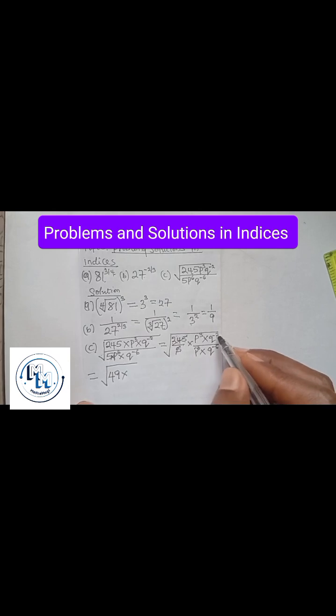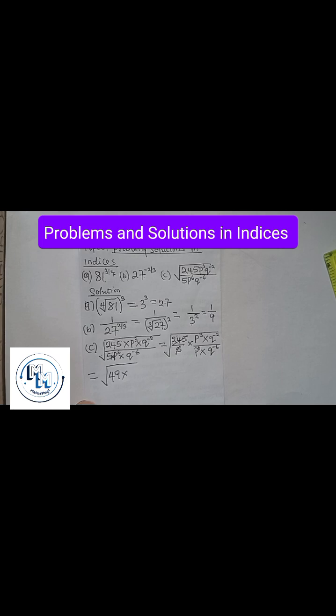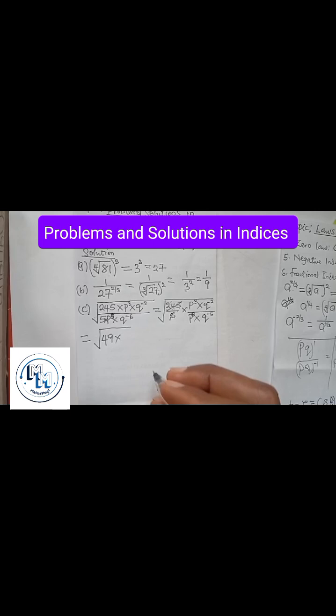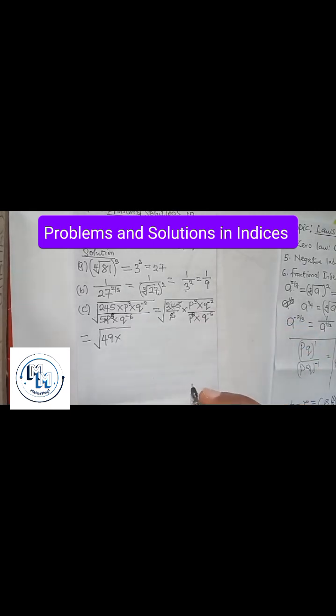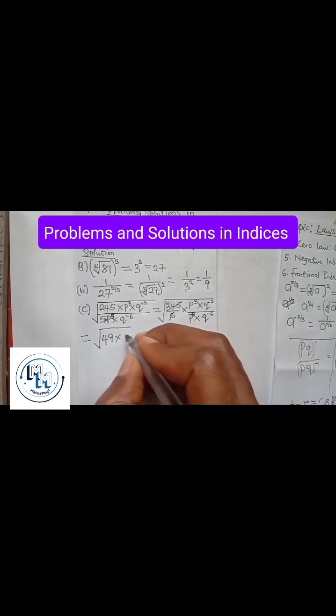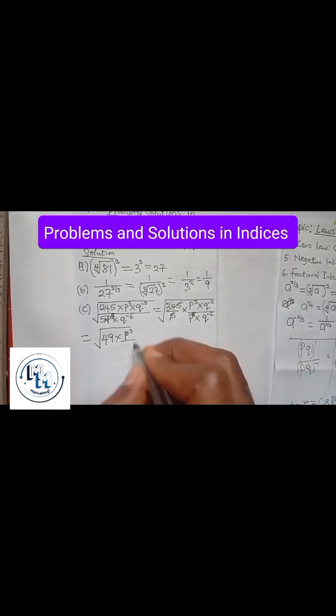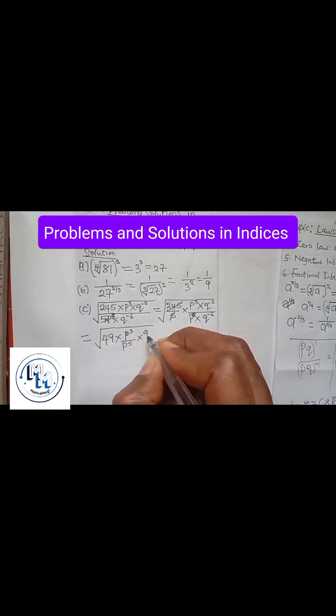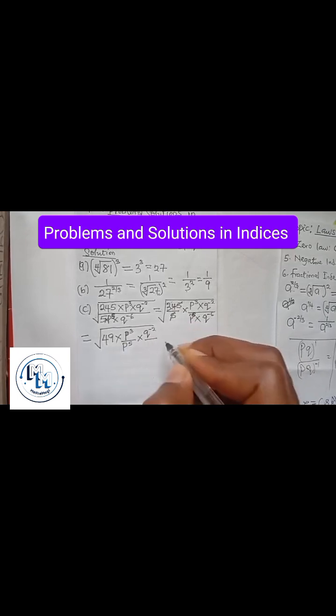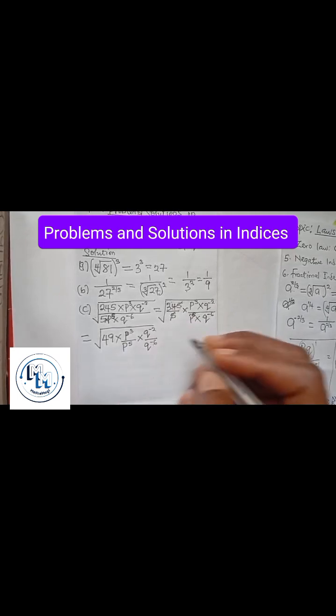This one we're going to work with division law in this place. Division law is going to work in this particular place. So please pay attention here. We are going to do something like this now. This thing means p power 3 over p power 5 multiplying q power minus 2 over q power minus 6.